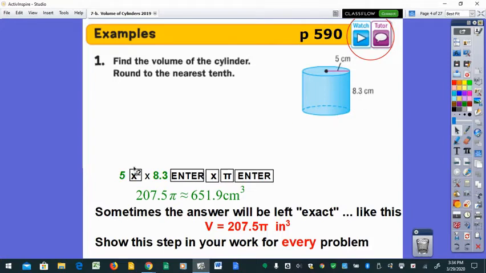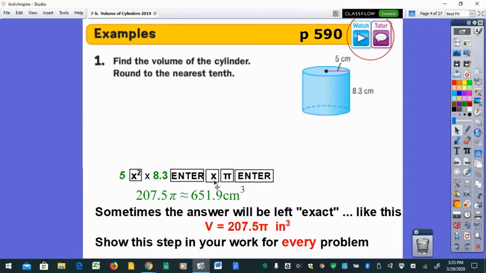So I'm going to come over here and I'm going to take my radius and square it. These are the buttons in the calculator. Hopefully you have an x squared on your calculator or some kind of squaring button. So we're going to take that 5 and square it. We're going to multiply it by 8.3, and that number would be 207.5. So 5 squared is 25 times 8.3 would give you 207.5.